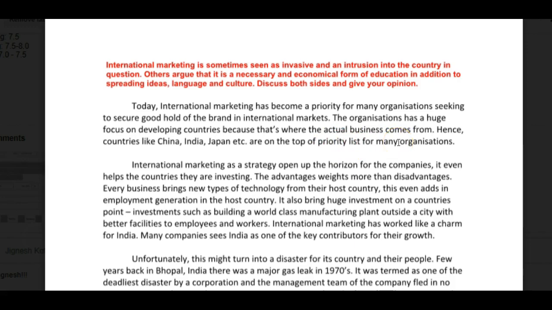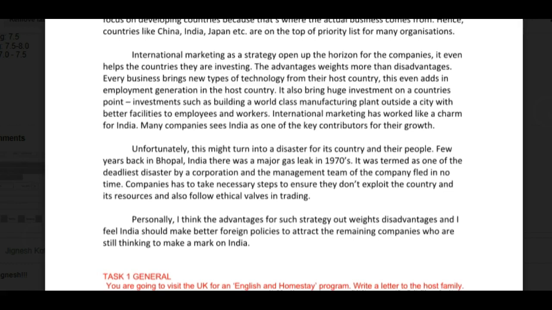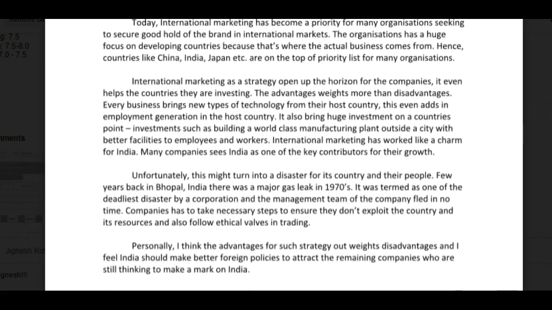Okay, fine, but you have been asked to talk about both sides, whether it's positive or negative, and then give your opinion. You haven't done any of that here, okay? So, this whole paragraph needs a little restructuring, okay? There's a different way you should approach your introductory paragraph.